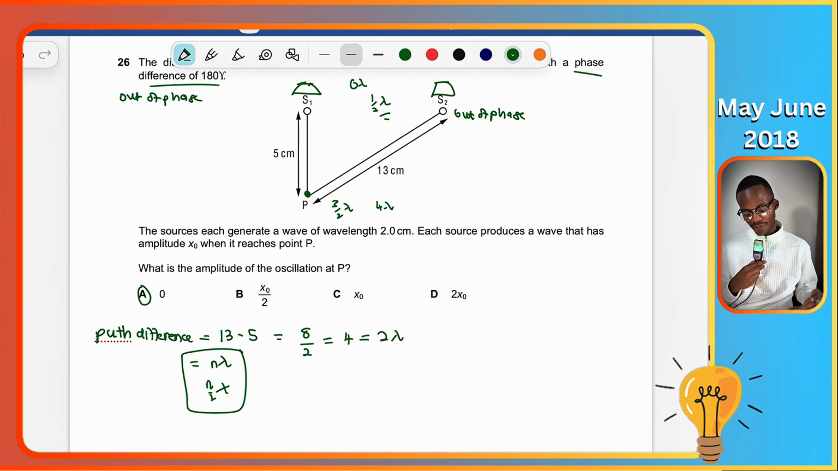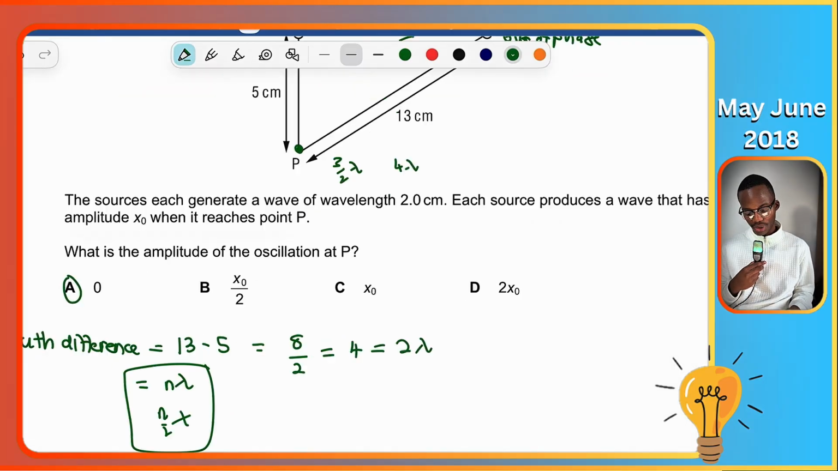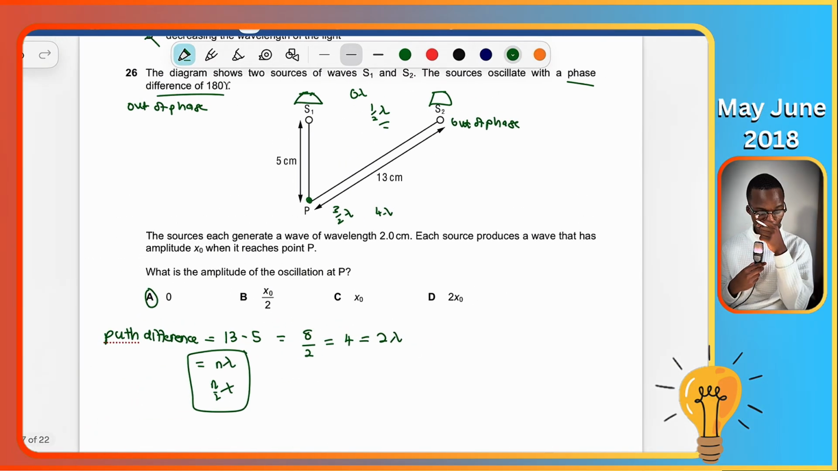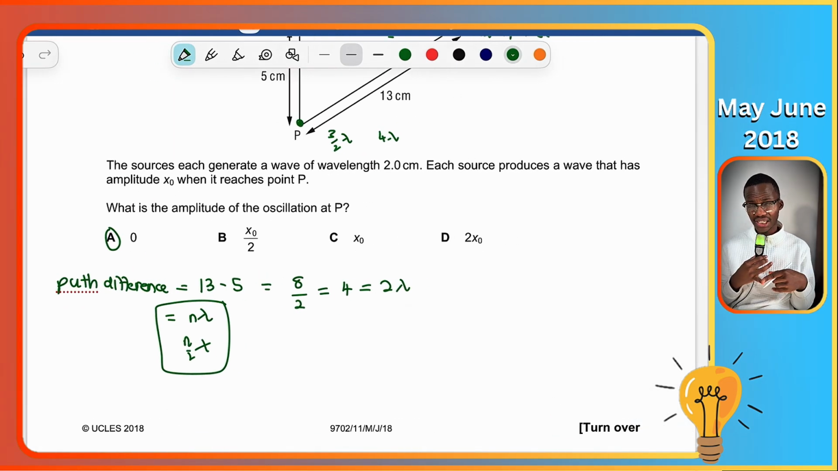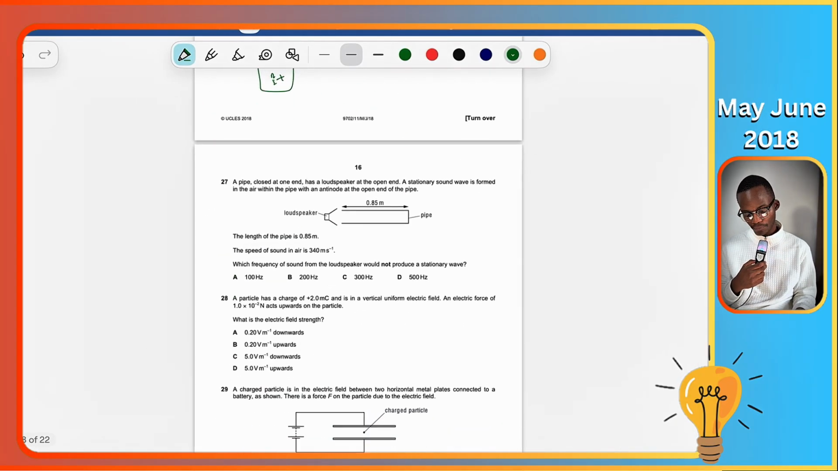So if they arrive out of phase, because the path difference is going to be 2 lambda plus half lambda, which is 3/2 lambda because they're out of phase, they're going to experience destructive interference at that point because they come out of phase, and the total amplitude is going to be 0.